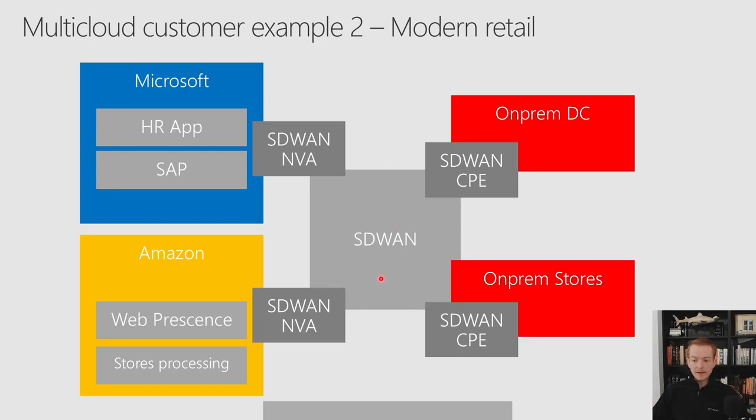They got a single pane of glass to get visibility into their network. They were able to adopt the orange box very quickly using the incumbent SD-WAN. Some of the considerations here are, well, if you've got blue to yellow now flowing via the SD-WAN box, you're competing for bandwidth on this virtual appliance with flows that go blue to red. So it has to be sized appropriately.